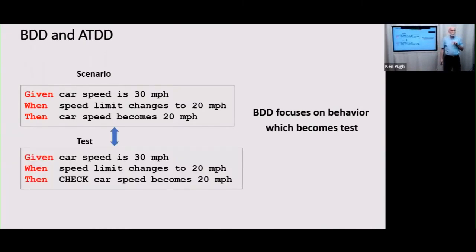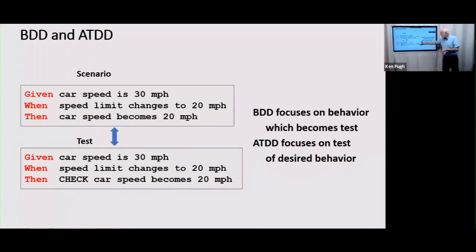We're going to turn this into a test. Given the speed limit is 30, it changes to 20, we're going to simply check and compare: did it actually change to 20? There we go. Scenario and a test. Looks pretty much the same, which is, in fact, the point. ATDD simply says, I know we're going to be writing a test for it, so we're going to test the desired behavior. BDD says we're going to specify the desired behavior, which we're going to test. So BDD and ATDD are actually just slightly different viewpoints on exactly the same thing.